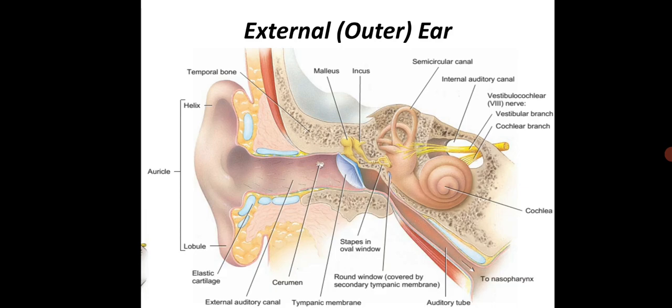So the external ear is on the outermost side. That includes first the auricle, and number two, the external auditory canal. In the case of the auricle, there are two parts: helix and lobule. The superior portion is the helix, and the inferior portion is the lobule, and collectively helix and lobule can be termed as auricle.